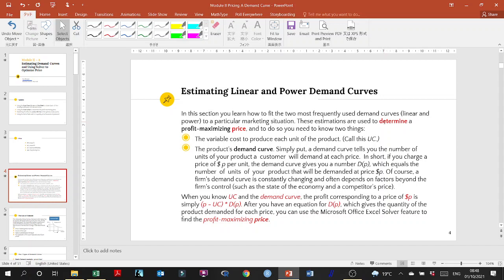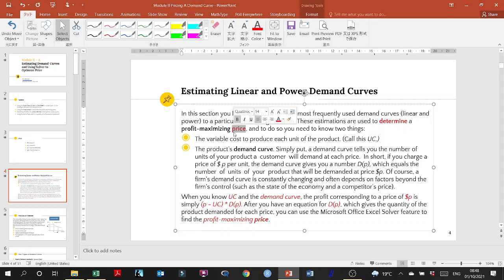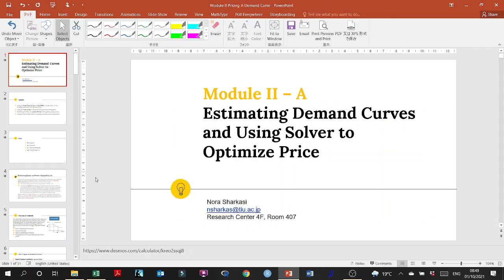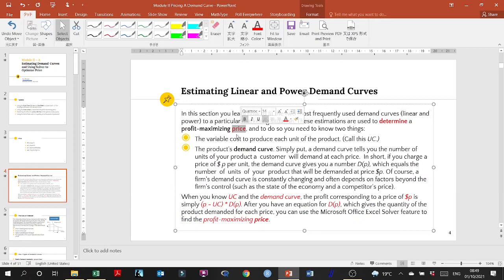make the best, to yield the best scenario. And that would be maximizing profit. So we need to find the price. Remember, this module is about pricing. So it's about determining the price that achieves the maximum profit. But before we do that, we need to find the demand curve.